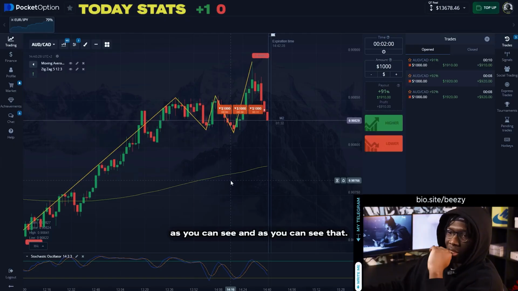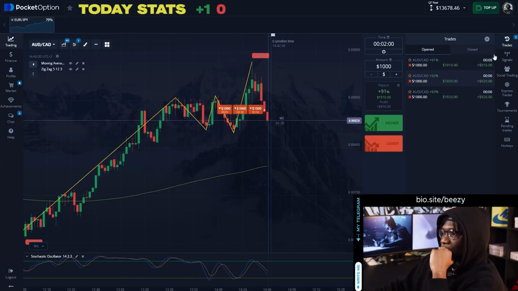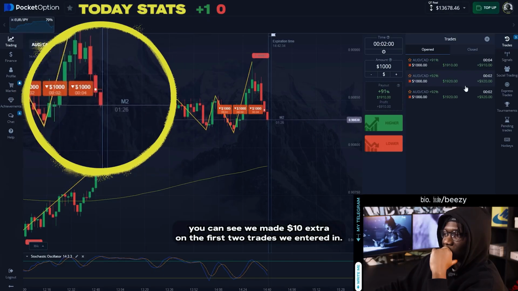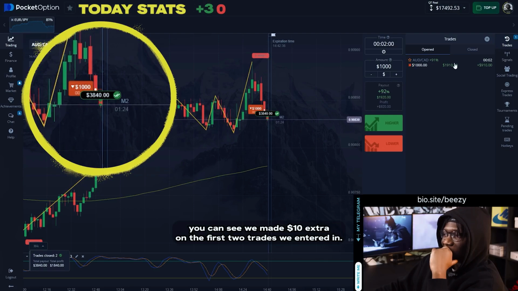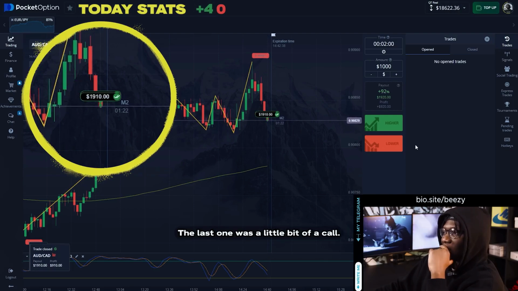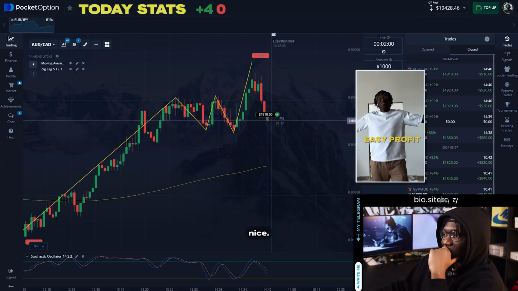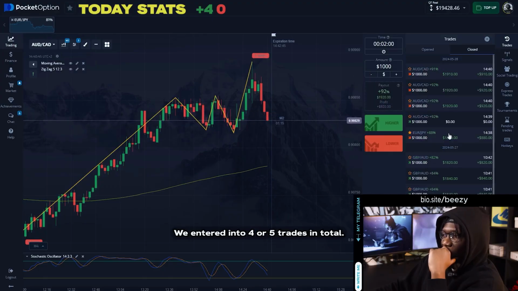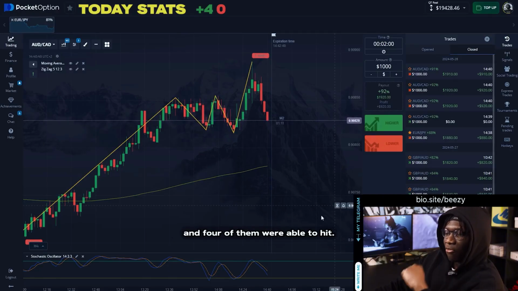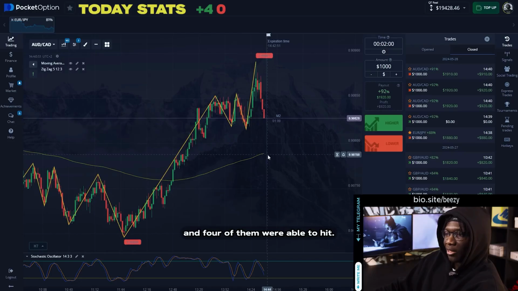As you can see, just when we entered a trade, you can see we made $10 extra on the first 2 trades we entered, and the last one was a little bit of a call. And as you can see, nice, we entered into 5 trades in total. 1 was a miss, and 4 of them were able to hit.